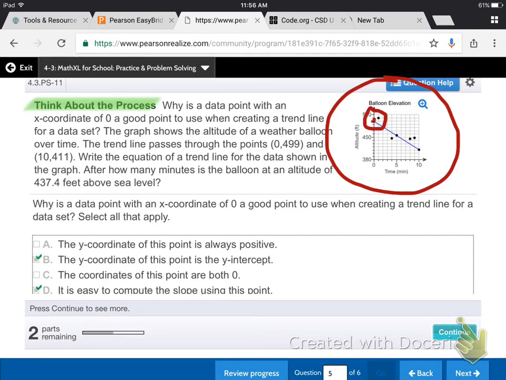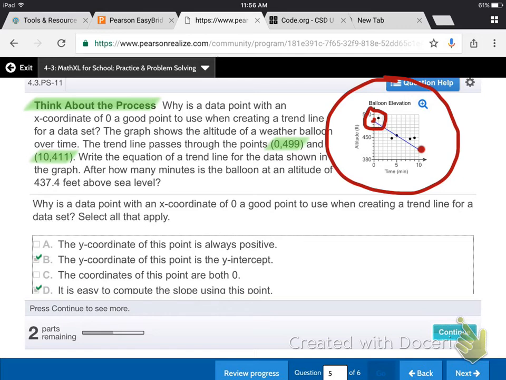The graph shows the altitude of a weather balloon. The trend line passes through the points 0, 499. That's the one I just showed you. And 10, 411. That would be this point down here. It's right there. I'm having a hard time hitting that point. Okay. Write an equation for the trend line for the data shown in the graph. After how many minutes is the balloon at an altitude of 437.4 feet above sea level?